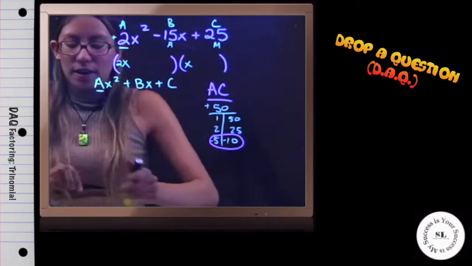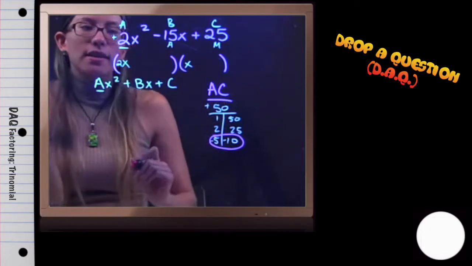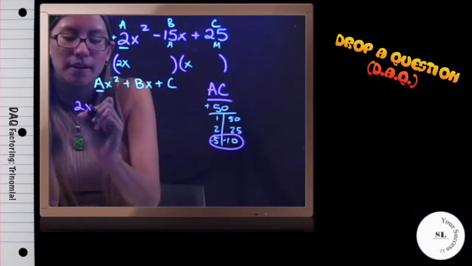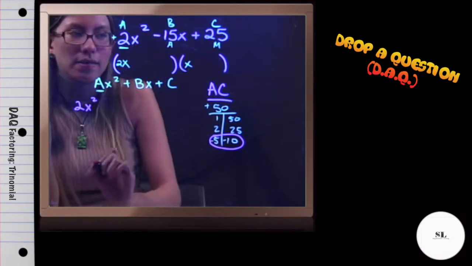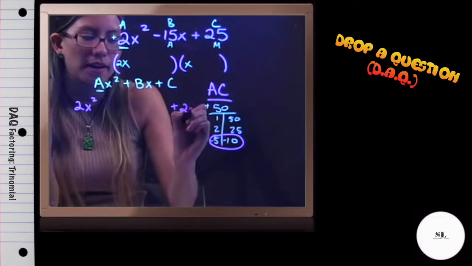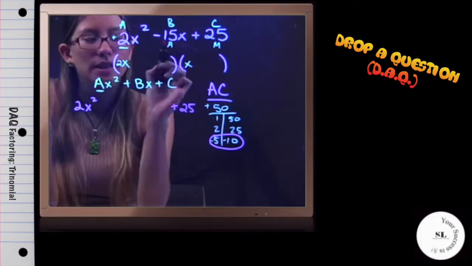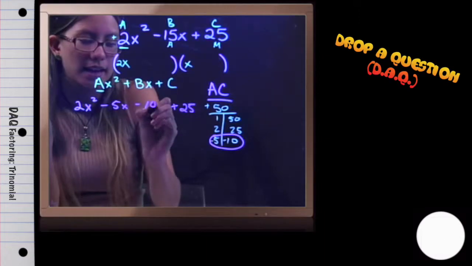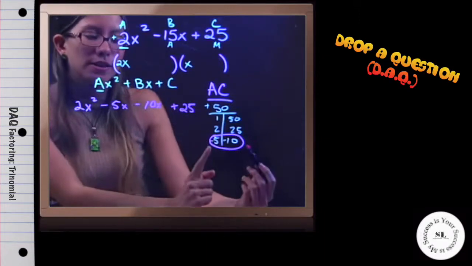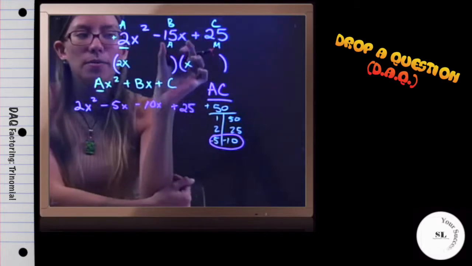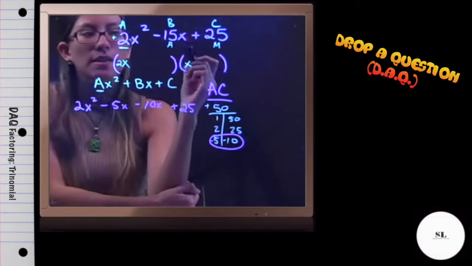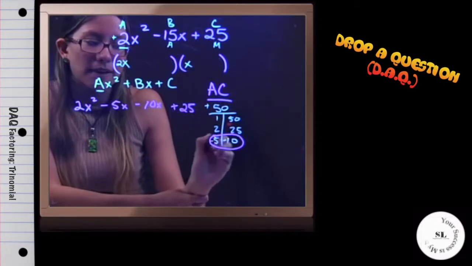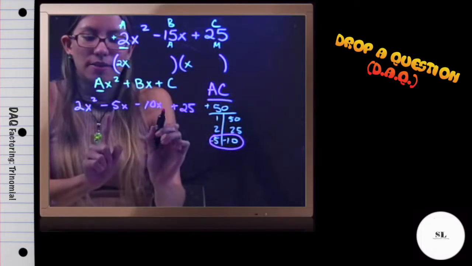Okay? So now what I'm going to do, in the AC method, all it is is replacing this middle term. I'm going to copy down my first term exactly the way it is and my last term, plus 25. But now this middle term is going to change to be the two factors, negative 5x, negative 10x. These two factors will adopt all of the variables of the middle term. So because the variable is just an x, that means that I need to assign an x to the negative 5 and an x to the negative 10. So that's how we get here.